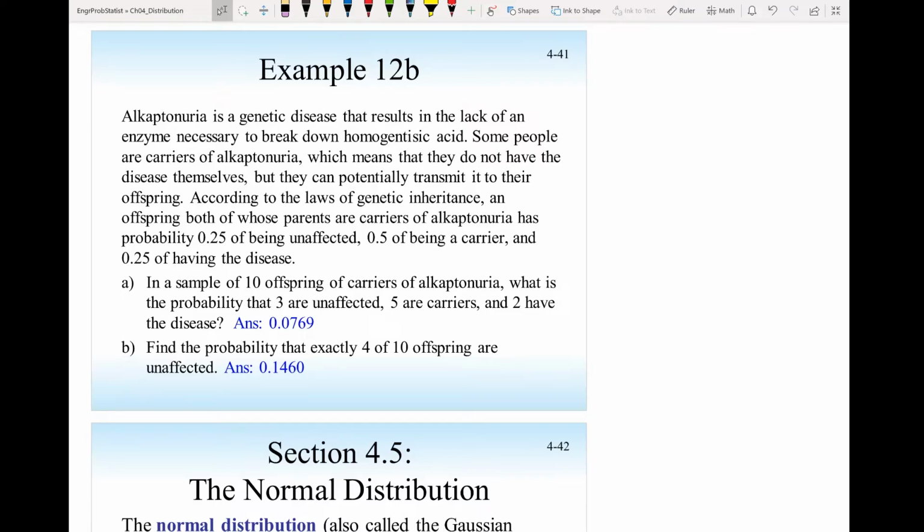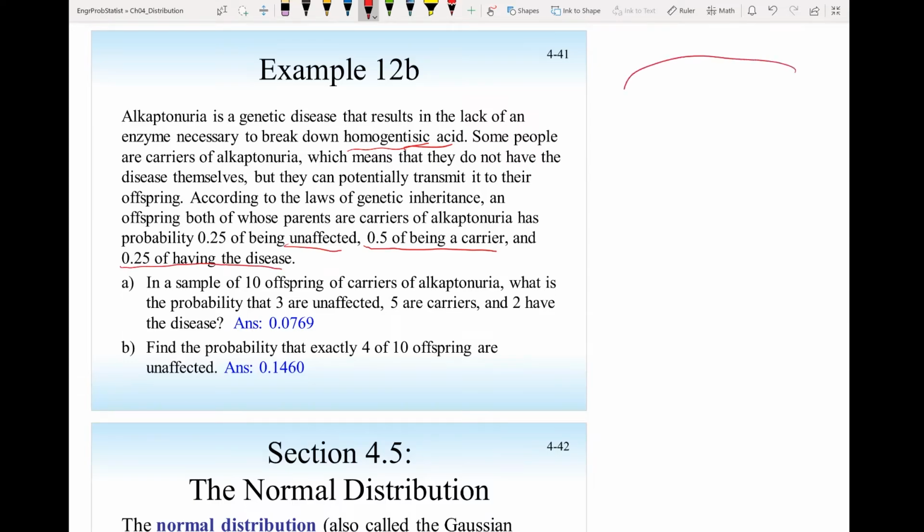Alkaptonuria is a genetic disease that results in the lack of an enzyme necessary to break down homogentisic acid. Some people are carriers of this disease, which means that they do not have the disease themselves, but they are carriers. They can potentially transmit it to their offspring. According to the laws of genetic inheritance, an offspring, both of whose parents are carriers of this disease, has probability 0.25 of being unaffected, 0.5 of being a carrier, and 0.25 of having the disease.